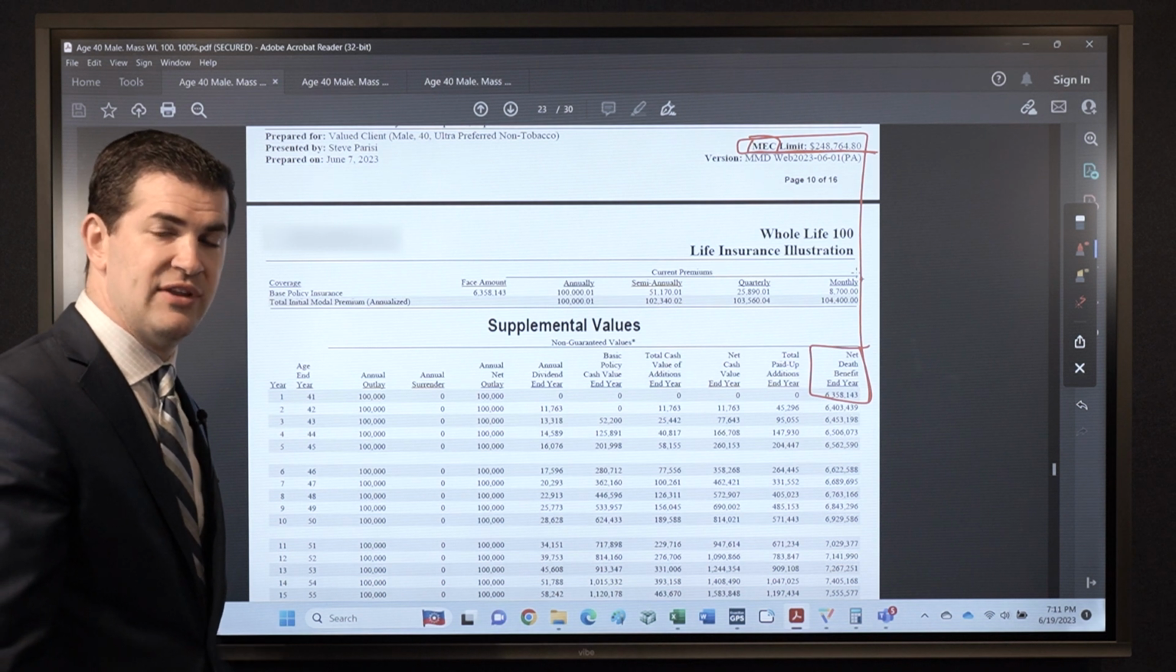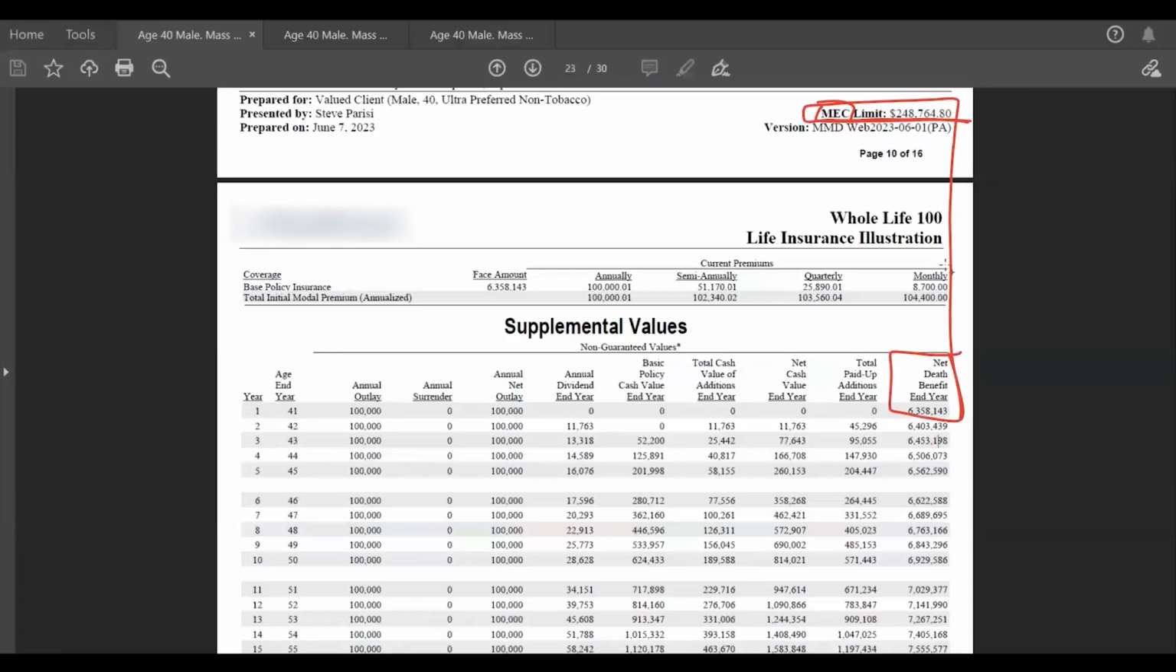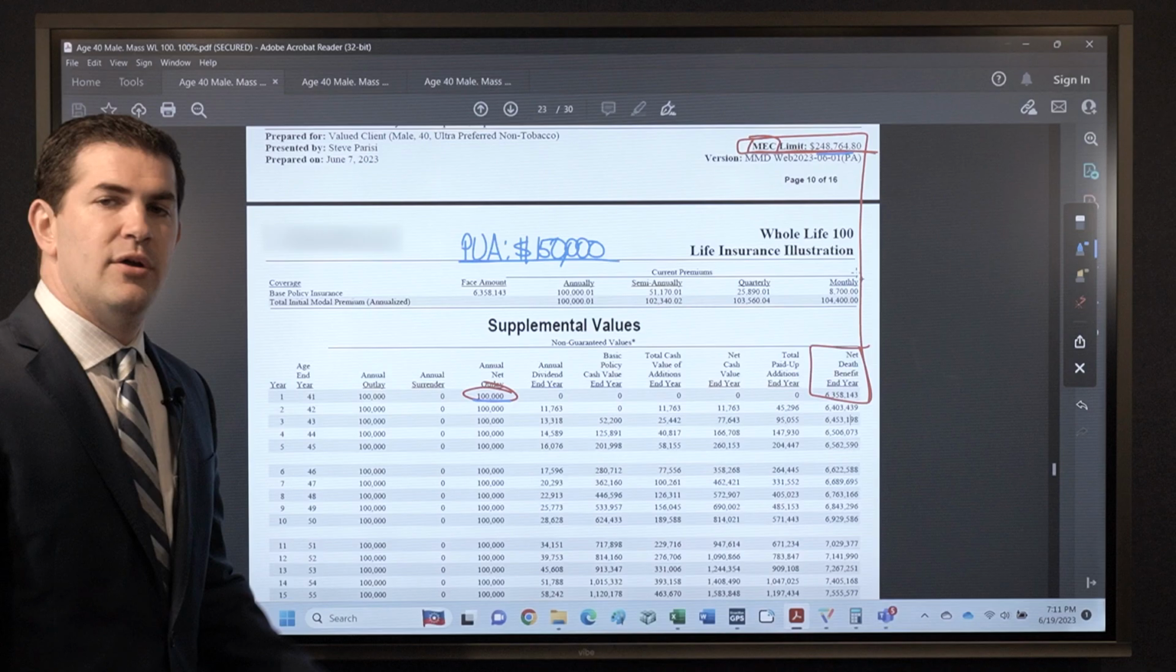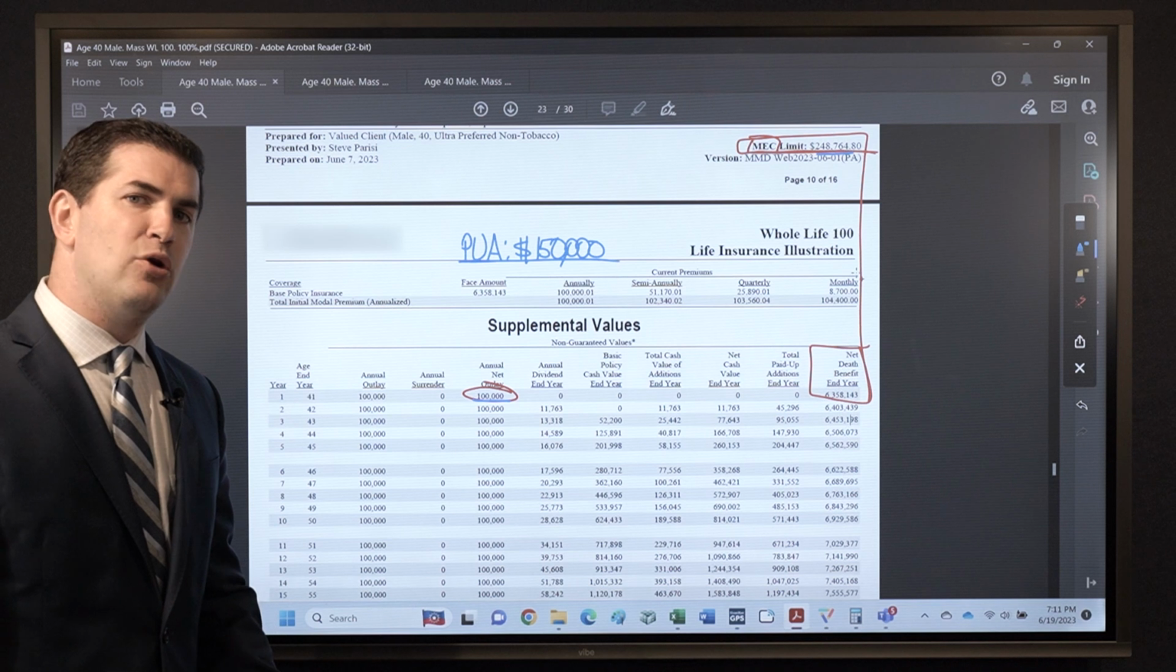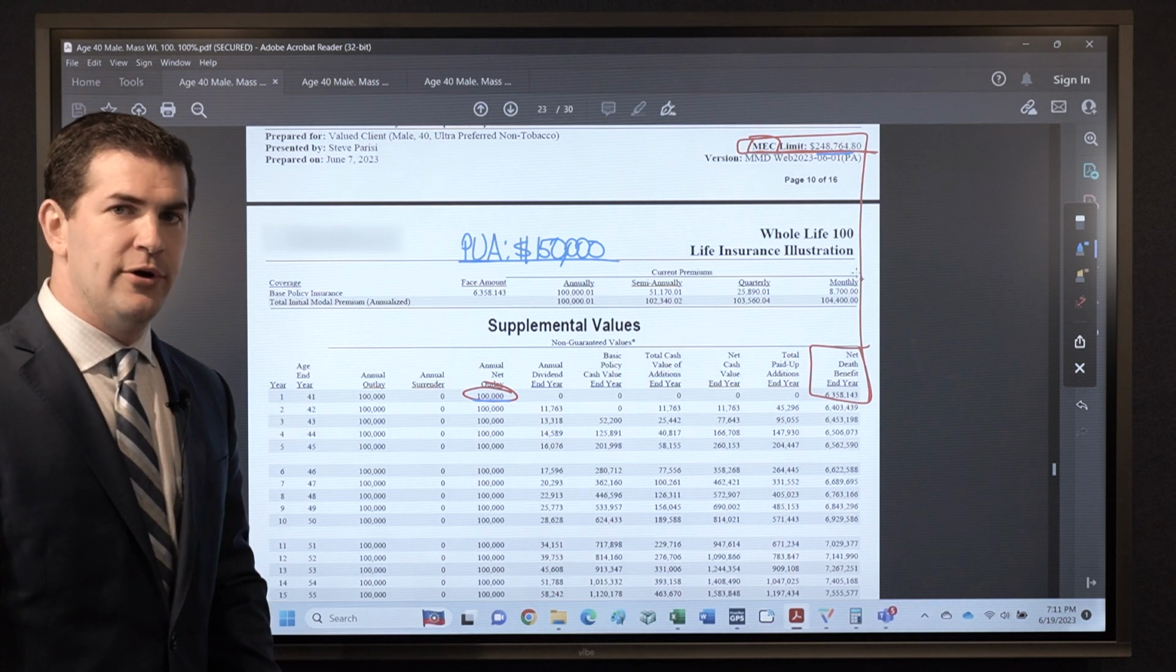So what this means is that if this is your policy, you're paying a premium of $100,000 per year, and you have the ability to add an additional $150,000 per year into PUAs, because 150 plus 100 is $250,000. To be precise, this would be $148,764 into PUAs.